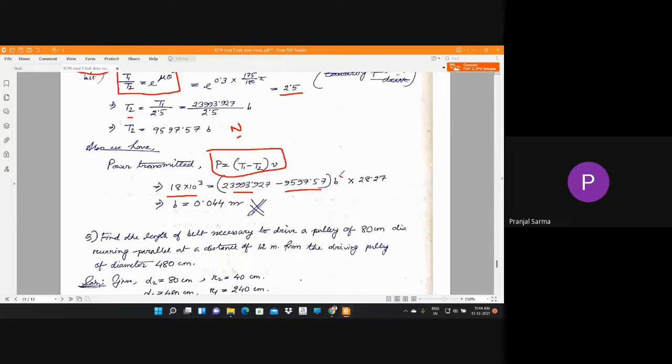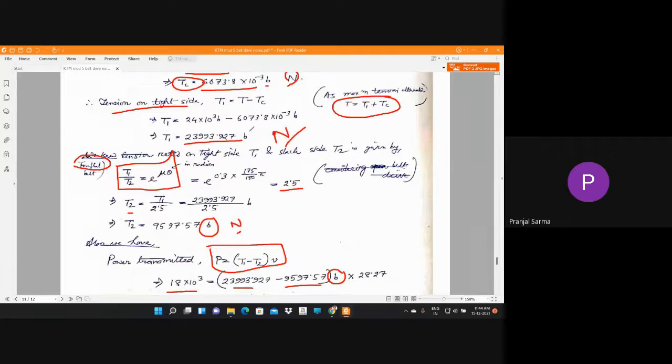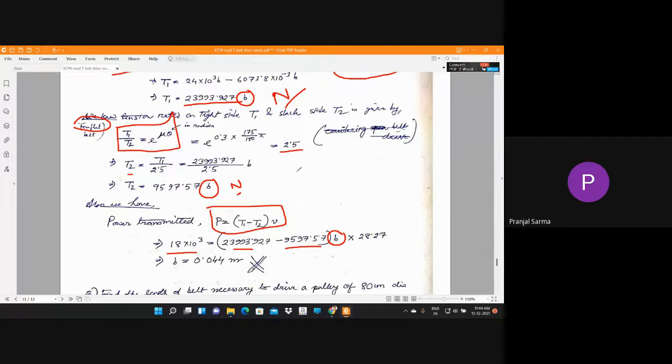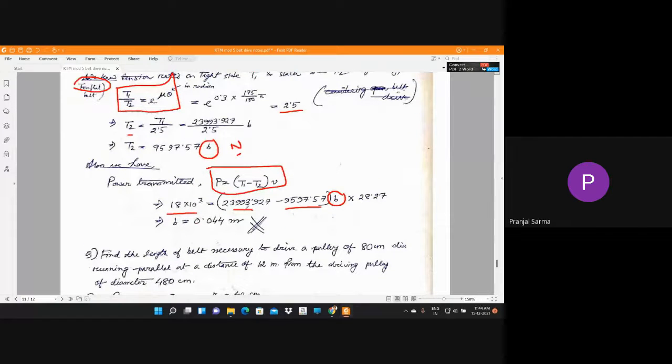In the case of T1 and T2, if you see properly, T1 is some numerical value multiplied by the B that remains. Similarly, T2 is also in terms of the breadth of the belt, which is still unknown. Other things are known, so here we can take B common and the numerical coefficients will come. Everything in this expression is known, remaining only in terms of B. So from this expression we'll be able to solve for B. B is obtained as 0.044 meter. That is the breadth of the belt.